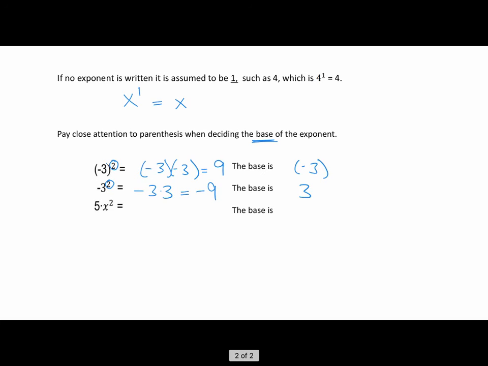For our last example here, 5 times x squared, the exponent is touching the x. So the base is x. And we really can't do anything to simplify that. Technically, 5 also has an exponent, so 5 could be another base with an exponent of 1.